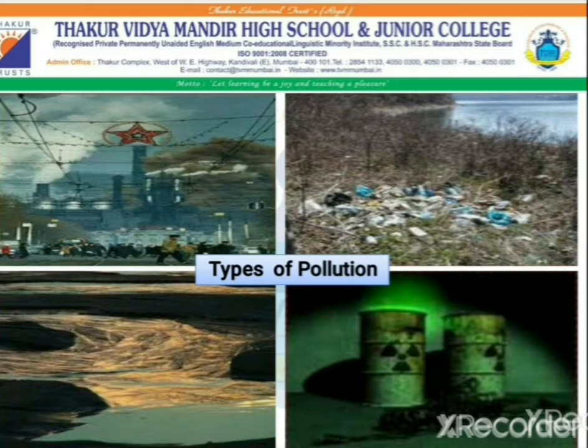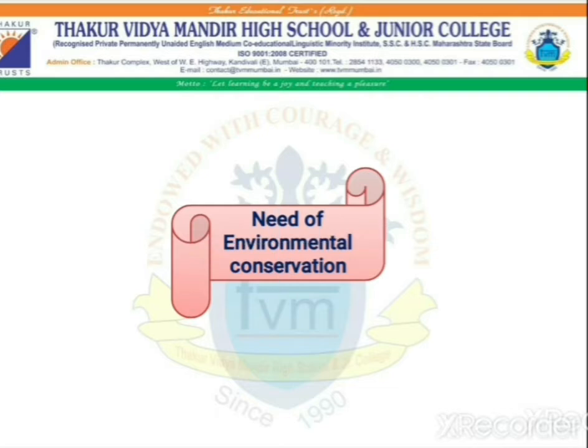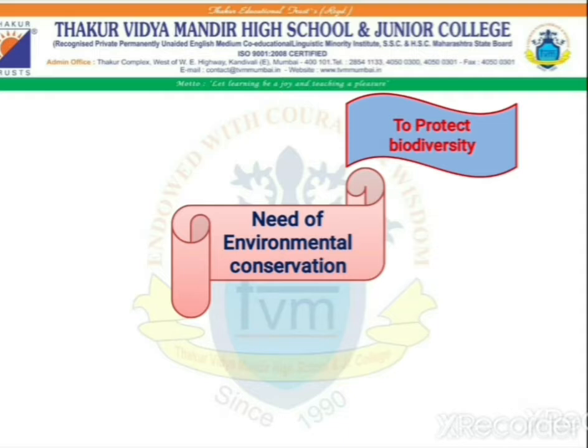So all these types of pollution ultimately have adverse effects on the existence of all the living organisms. And because of this, environmental conservation has become the need of the hour. So that is the reason we are going for the conservation of the environment. This is necessary to save the planet Earth. Now, to save the planet Earth, there is a need of environmental conservation. So, these are the points which are important to conserve the environment. First is to protect the biodiversity.